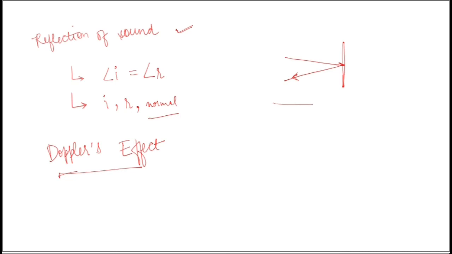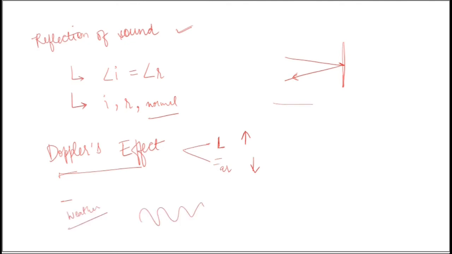So in Doppler's effect, it is stated that if the sound is closer to the listener, if the sound is closer to us, then the frequency of the sound will be higher. And if it is far away, then the frequency will be less. This is used to detect earthquakes and the cyclones and other weather conditions.